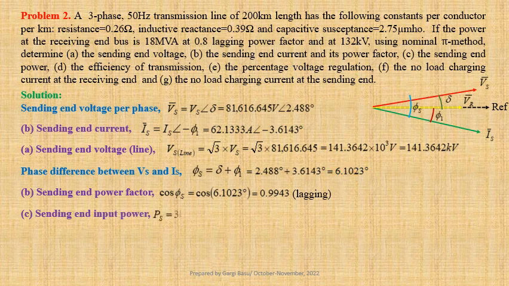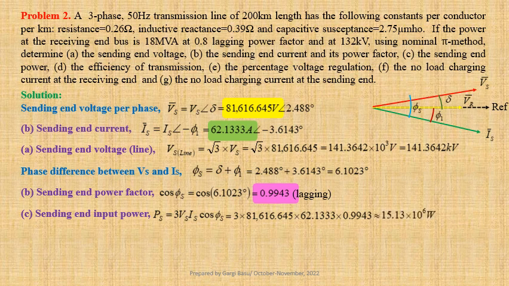Now we shall compute sending end input power. Ps equals to 3 times Vs into Is cos phi s. Using values we get 3 into 81,616.645 into 62.1333 into 0.9943, which is approximately equal to 15.13 into 10 to the power 6 watts or 15.13 megawatt.